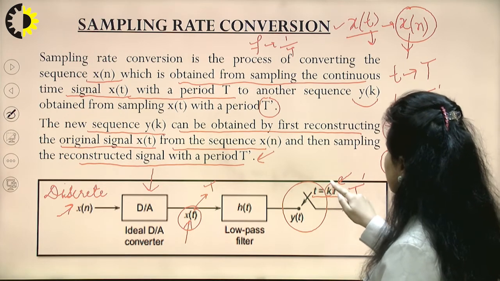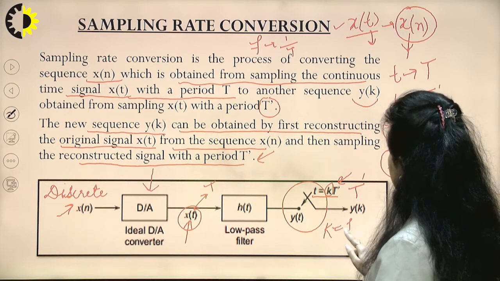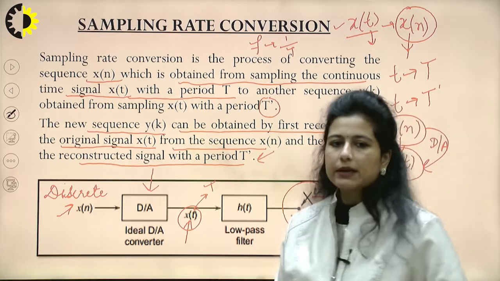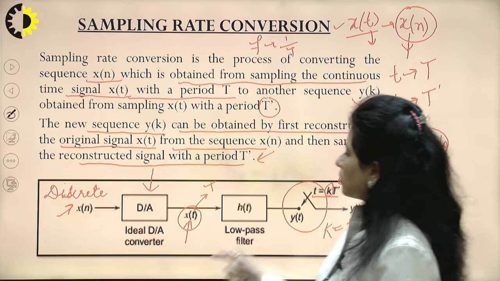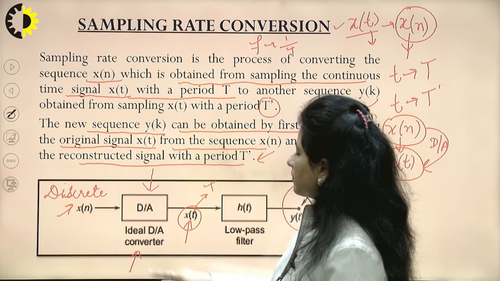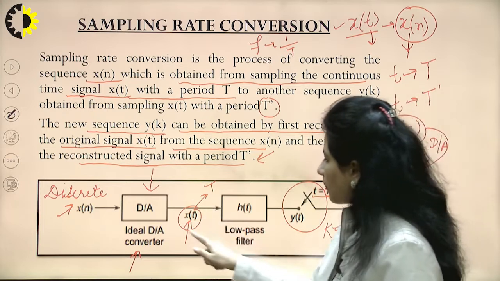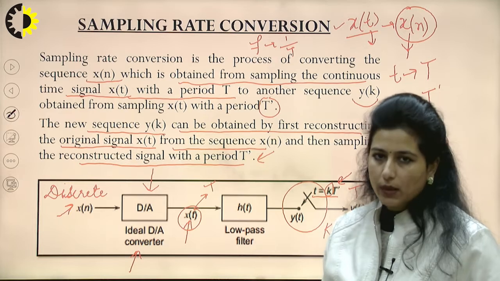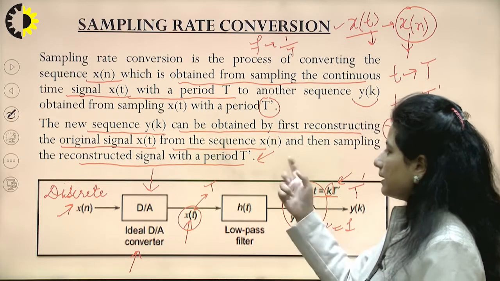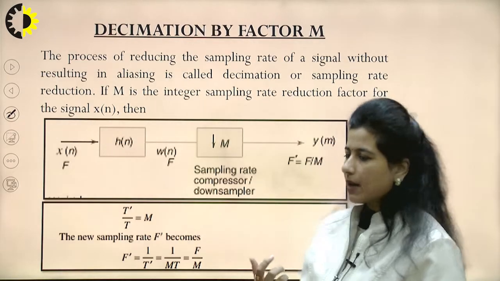Now k can be any integer value. For simplicity we can take k as 1, but it can be any step size, 2, 3, 4, as per the requirement. So only two steps are required. First, converting the digital signal to an analog signal, and this analog signal is again sampled at a different frequency or a different sampling time period. This is how we convert the rate of sampling.